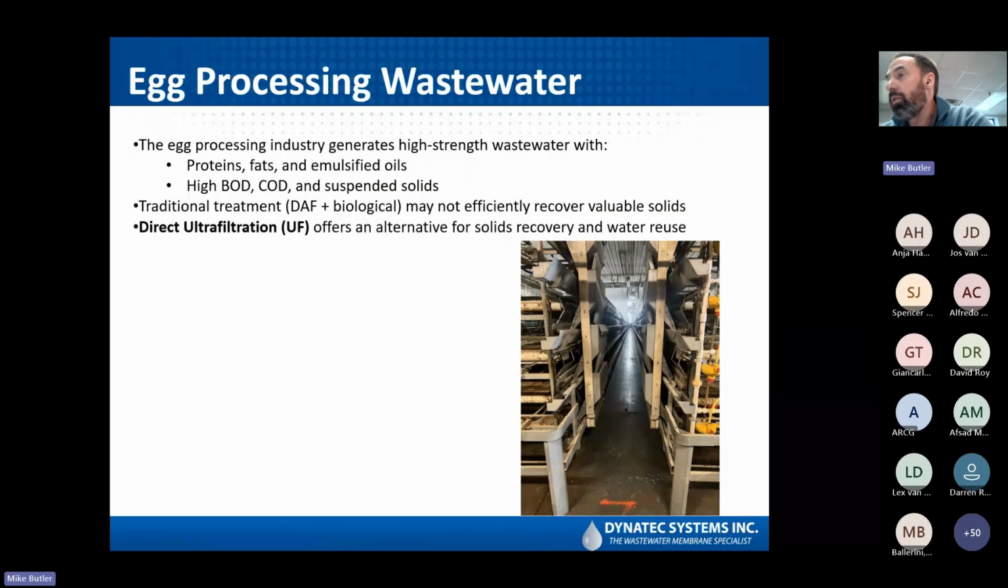Other methods of treating egg processing wastewater are sometimes just dissolved air flotation alone, or DAF followed by biological treatment. We'll talk about that a little bit later, but both of those are not very good for concentrating the solids as far as direct tubular UF can. And the UF also offers more opportunities for reuse than DAF alone.